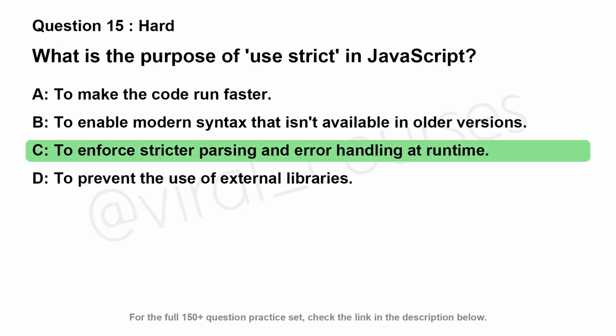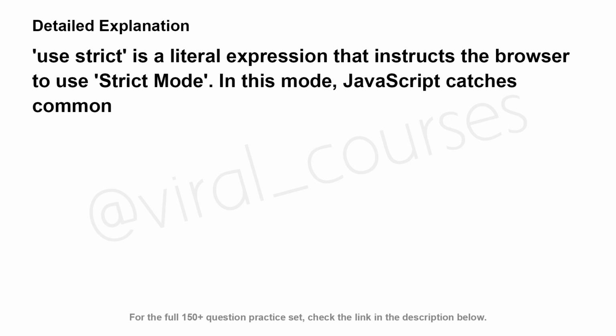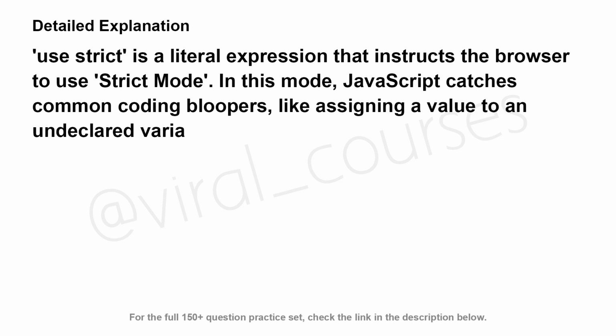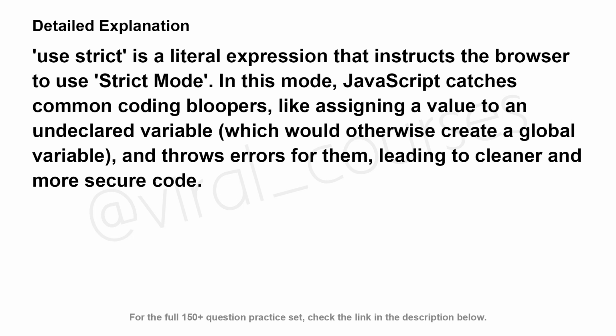The correct answer is C. 'Use strict' is a literal expression that instructs the browser to use strict mode. In this mode, JavaScript catches common coding blunders, like assigning a value to an undeclared variable, which would otherwise create a global variable, and throws errors for them, leading to cleaner and more secure code.